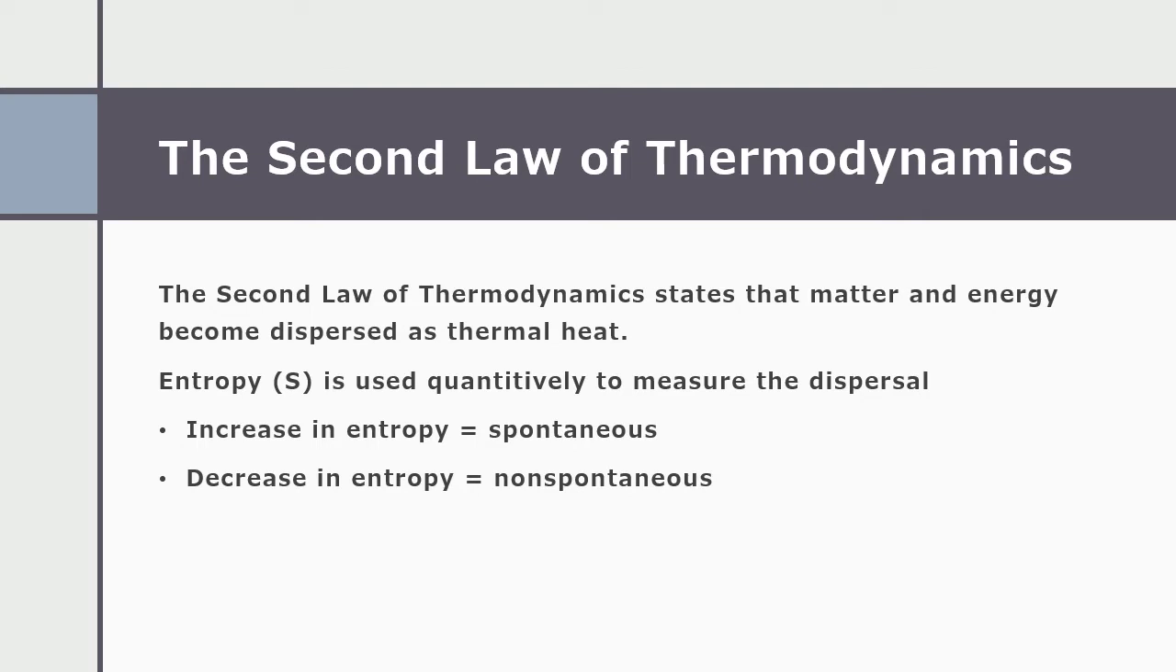Entropy is used to measure the amount of dispersal of matter and energy that comes from heat. If entropy is increased, then the reaction is spontaneous. If entropy is decreased, then the reaction is non-spontaneous. And spontaneous and non-spontaneous refer to how far matter and energy has moved rather than the speed of the reaction. And this will be explained more in the following slides.